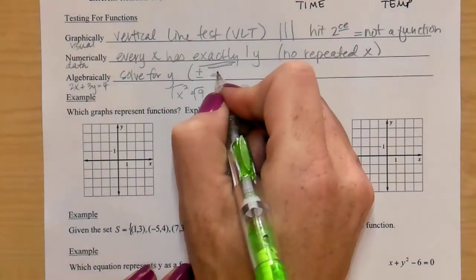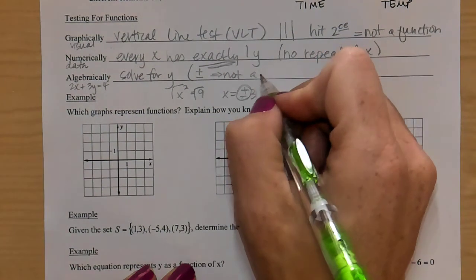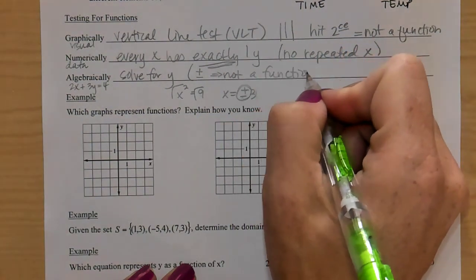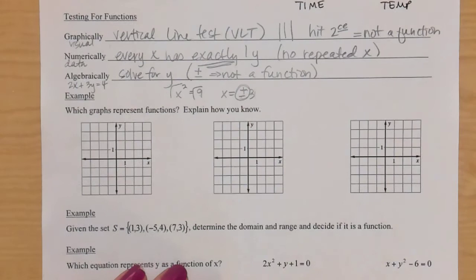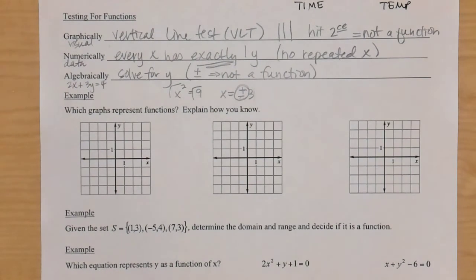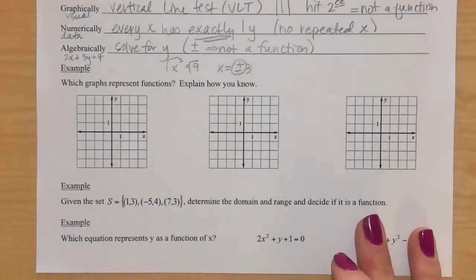If you get a plus or a minus, that means it's not a function. So you're going to solve for y and see what happens. If you end up not getting a plus or minus, you're good to go. It is a function.